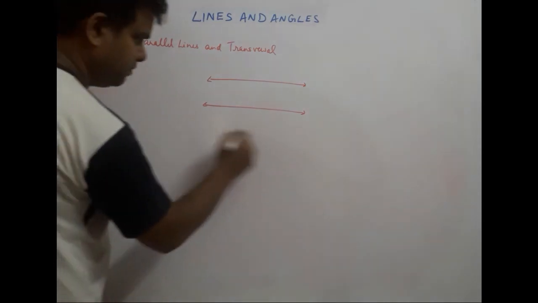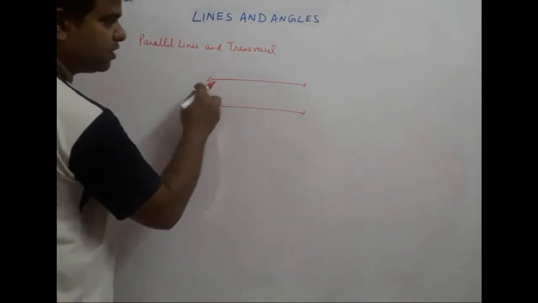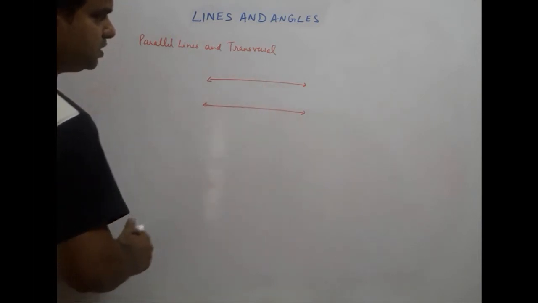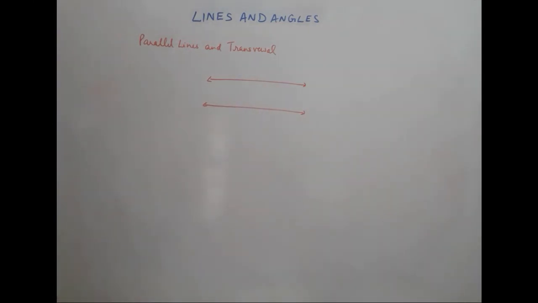So there can be many parallel lines. So there could be many parallel lines between these two parallel lines. These are known as parallel lines. Now, what is a transversal? A line which intersects two or more lines at distinct points is called a transversal.